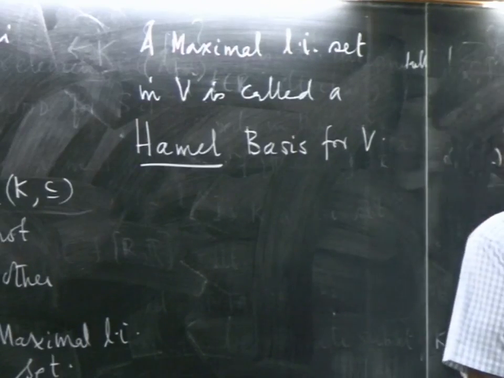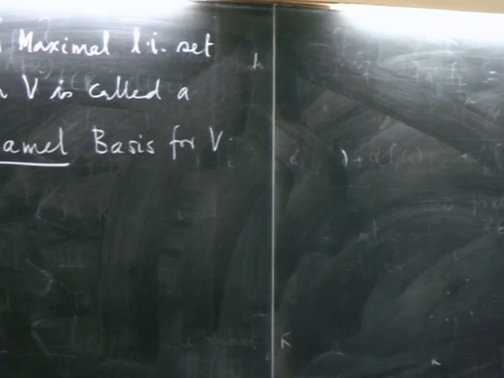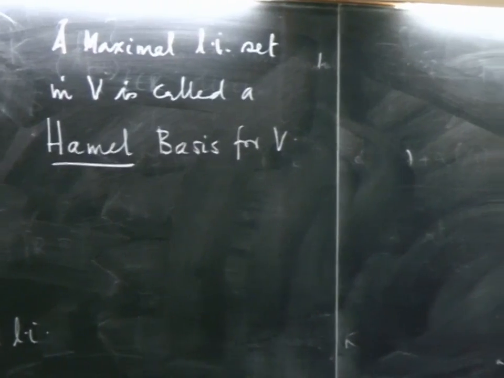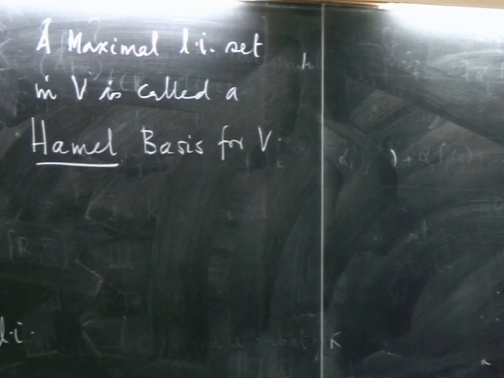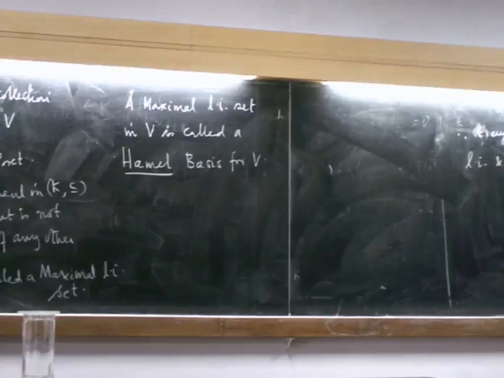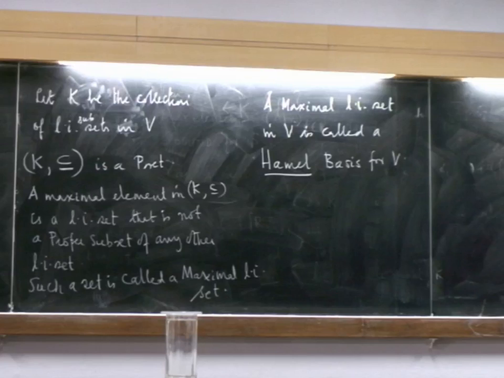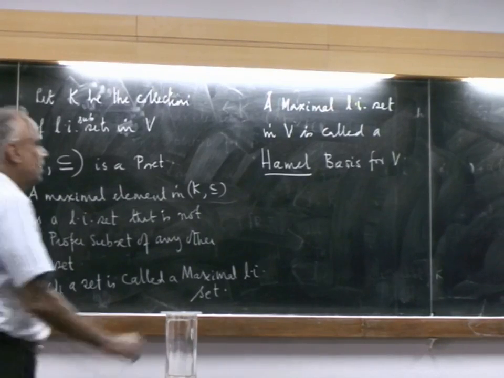The question is, does the vector space necessarily have a Hamel basis? Because we have seen that a partially ordered set need not have a maximal element. So, therefore, this partially ordered set of linearly independent sets need not have a maximal element. Nothing assures us yet. So, we do not know whether a vector space will have a Hamel basis. Zorn's lemma gives us, yes, it will have a basis. It will have a maximal element, using Zorn's lemma.